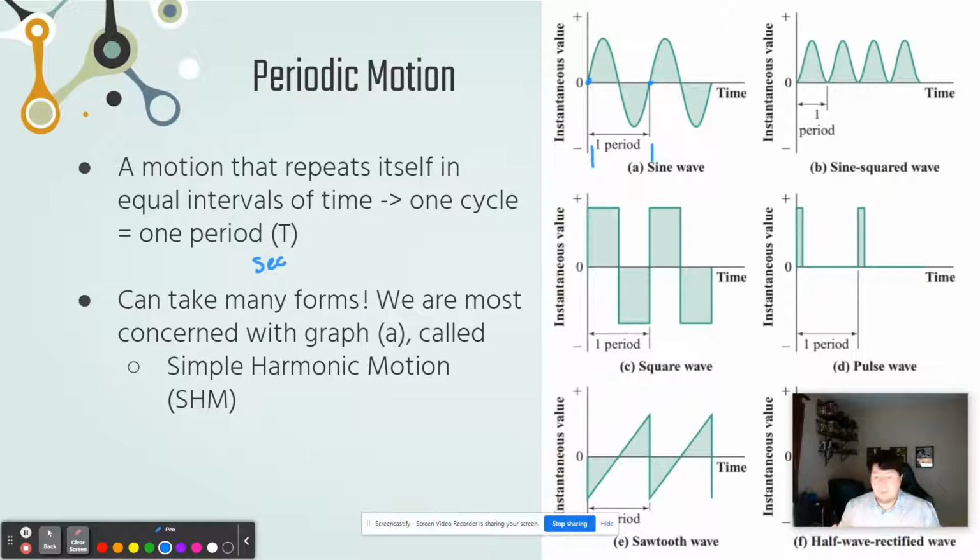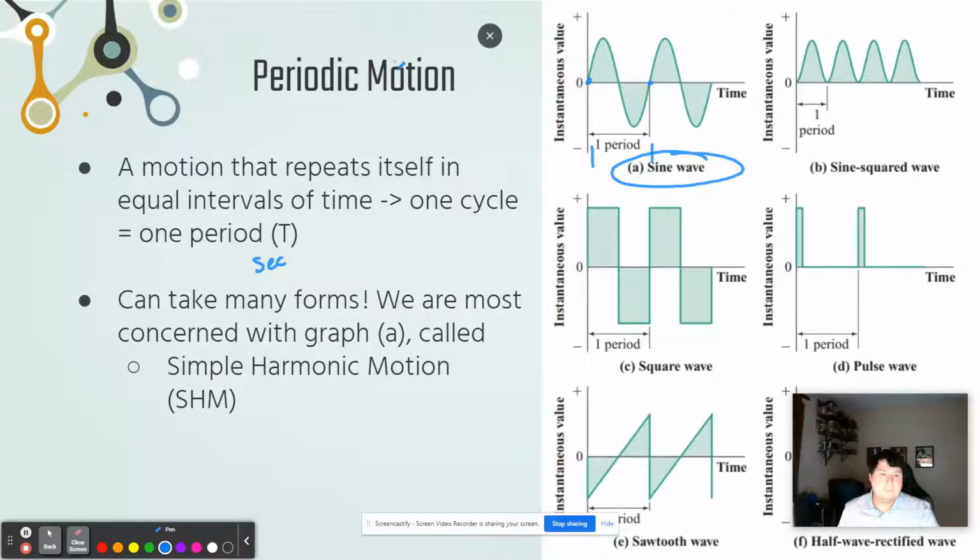Now, this can take many forms. I've given you a bunch of graphs here to take a look at that are kind of interesting, but we're going to restrict ourselves to graph A, which is called simple harmonic motion. Simple being that it's fairly easy to mathematically model. We can mathematically model it using trig functions, which makes the math a bunch easier. So let's go ahead and take a look then at what that mathematical model is.